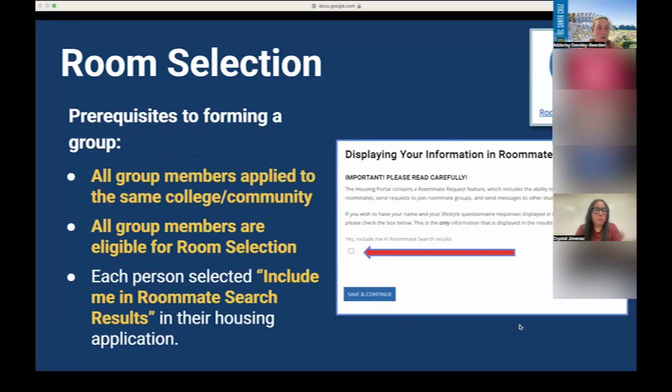So some things to know about requesting roommates. After you go through the application process, all group members have to apply to the same college or community. And you all have to be eligible for room selection as well. When you go to search for your roommate group, you want to make sure that everybody in your group has included themselves in the roommate search results so that people can find you using your UCSC email address. So you're going to want to sign off on that through the portal, and you're going to want to save that.